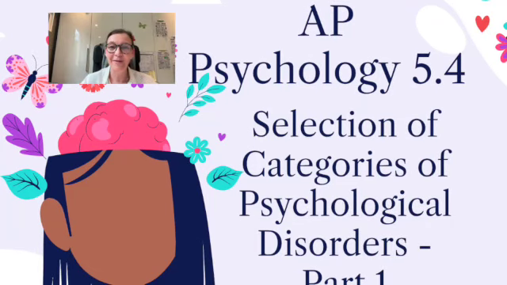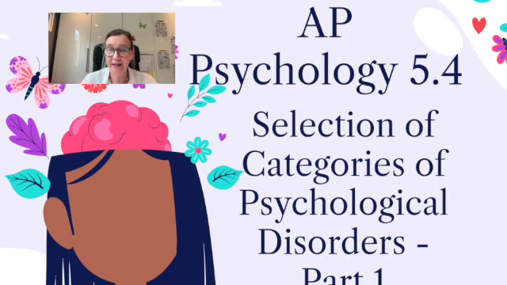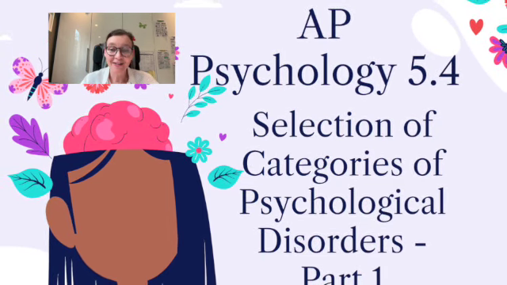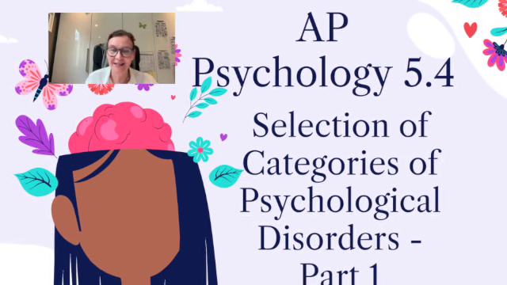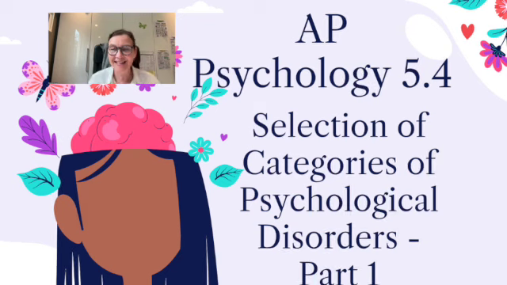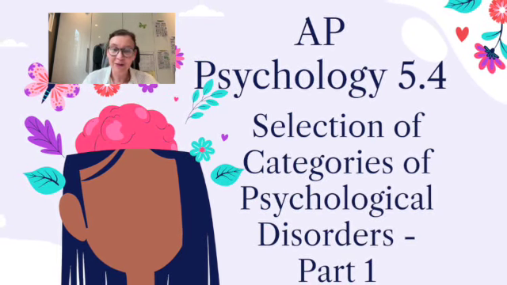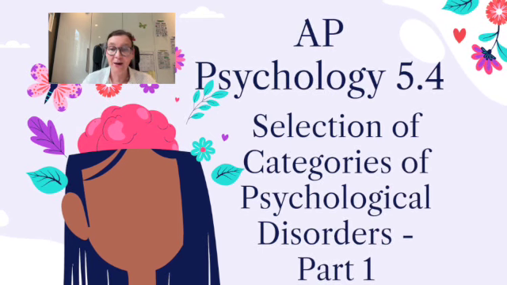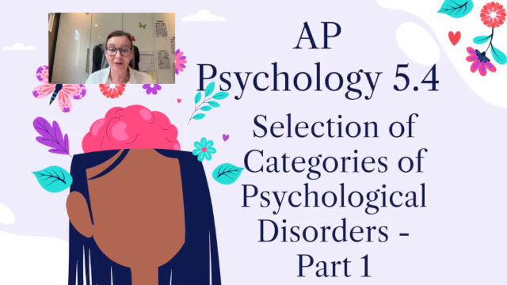I'm Deborah Hanson, and today we're going to be looking at AP Psychology 5.4, Selection of Categories of Psychological Disorders. This section of Unit 5 has 10 CED questions. Yes, I said that, 10 CED questions. I think that's the most I've ever seen on a section in AP. But anyway, we're going to go through all 10 of those questions in 10 separate videos, as well as there are a lot of key terms that go with this particular section. So again, we'll talk about those in a minute.